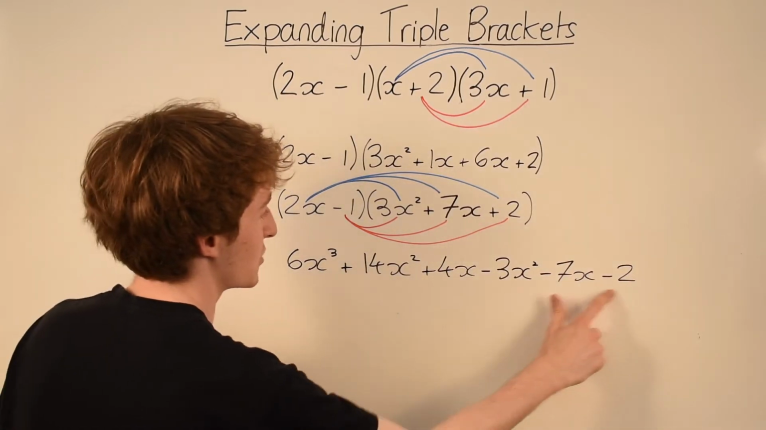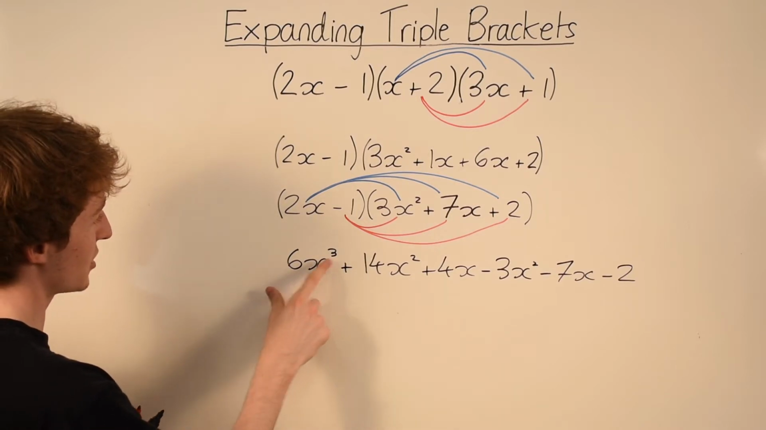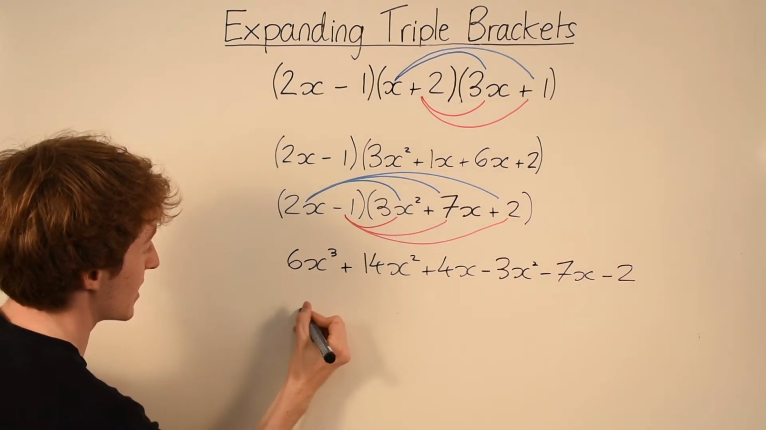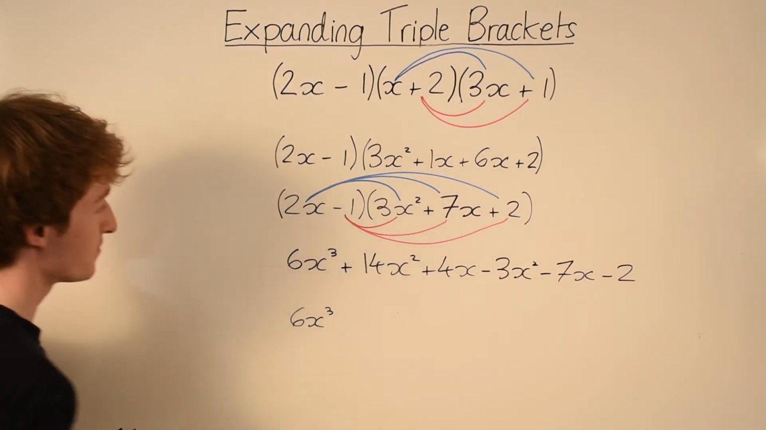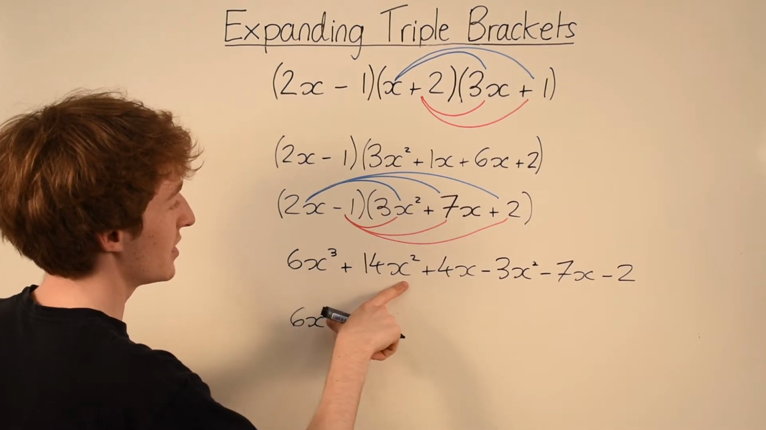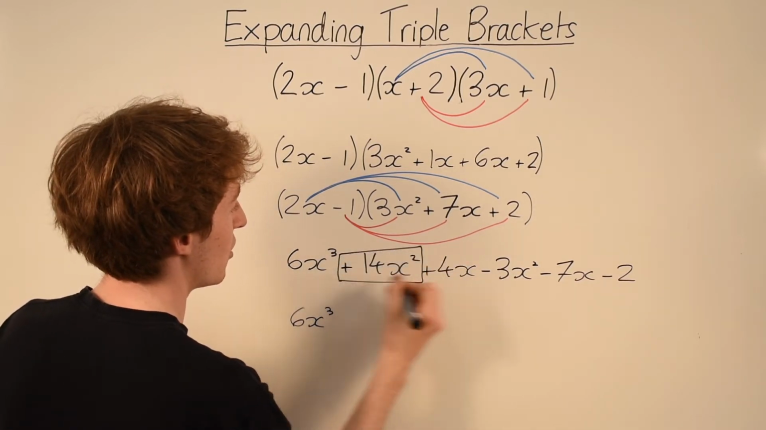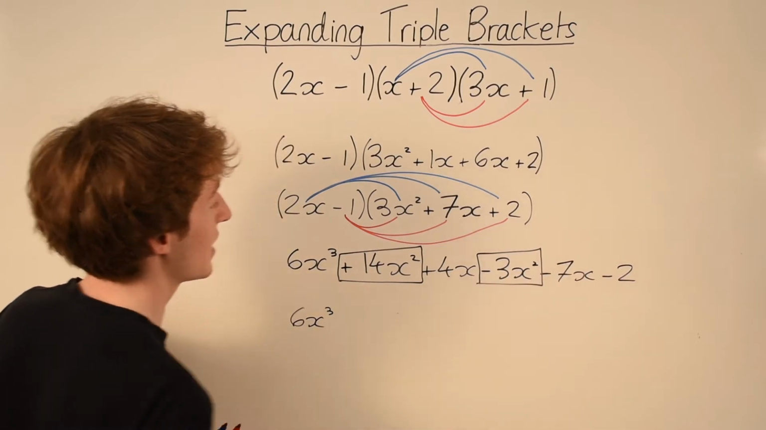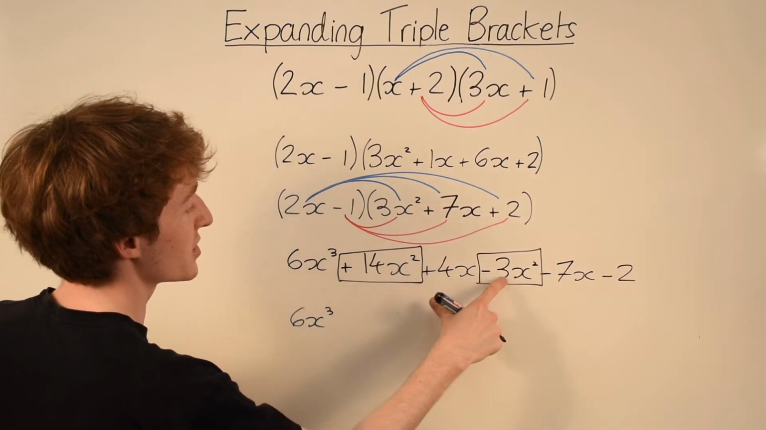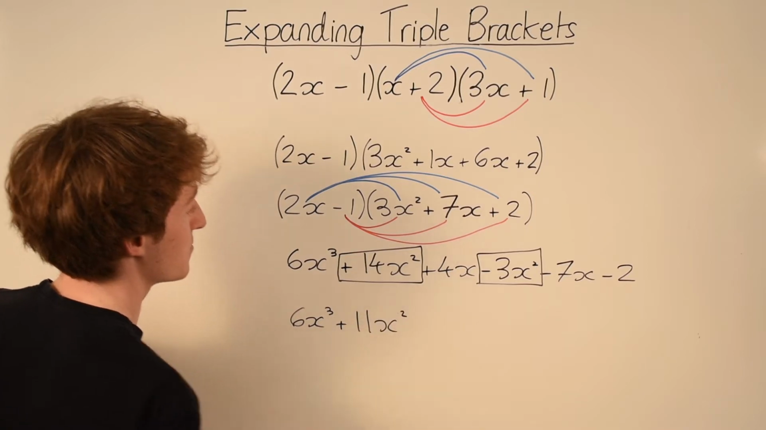We just need to simplify this expression by collecting together the like terms. So let's start with the first term, 6x cubed. Since this is the only x cubed term in this expression, that's going to stay exactly the same when we simplify. Let's move on to the second term now. We've got plus 14x squared. There's actually a minus 3x squared here, which means that these two terms are like terms, and we can collect them together by adding the numbers. So 14x squared minus 3x squared will give us plus 11x squared.